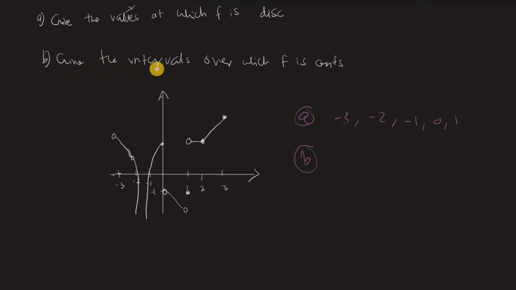Second question basically asks us to give the interval over which f is continuous. Okay, so now we have to write the intervals where it is continuous. Okay, so it's basically continuous between -3 and -2, but excluding -3 and -2. Okay, so then we'll have to exclude -3 and -2.